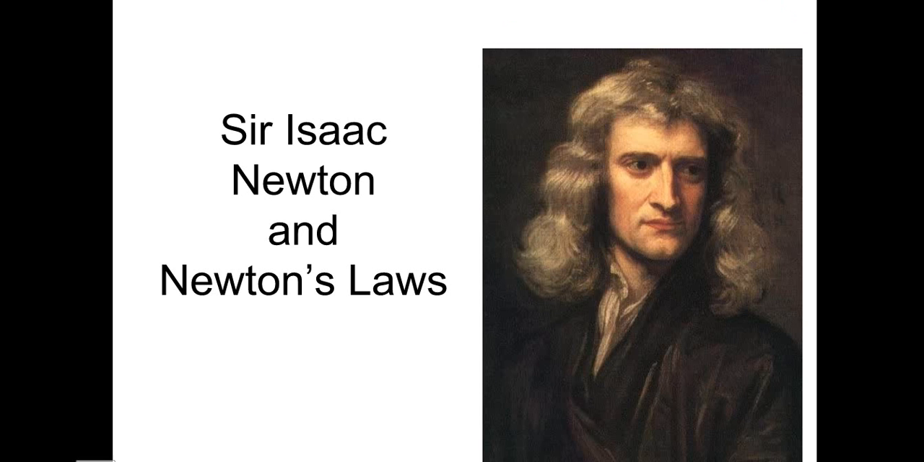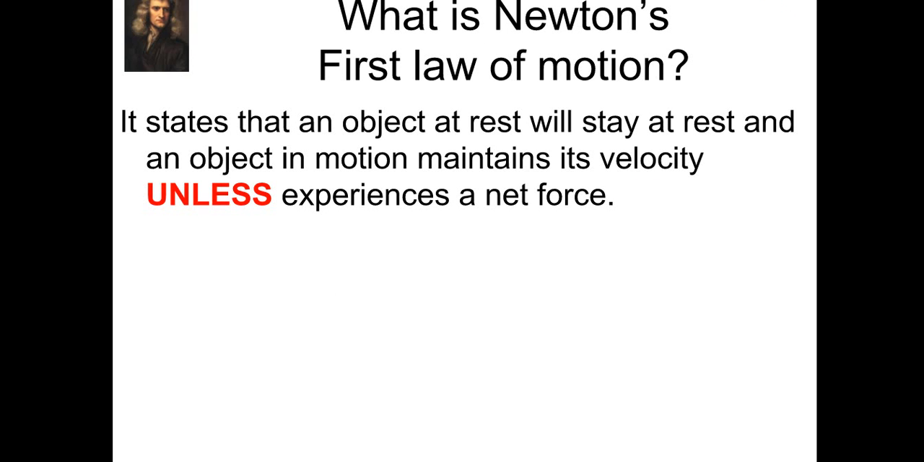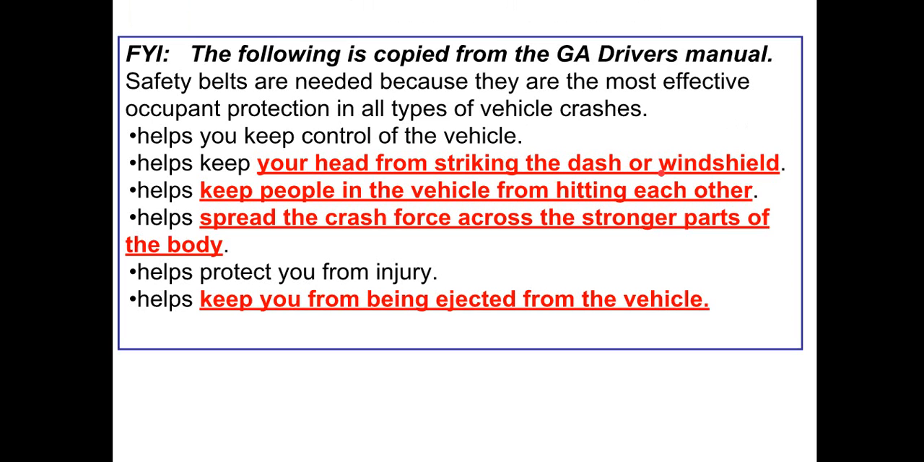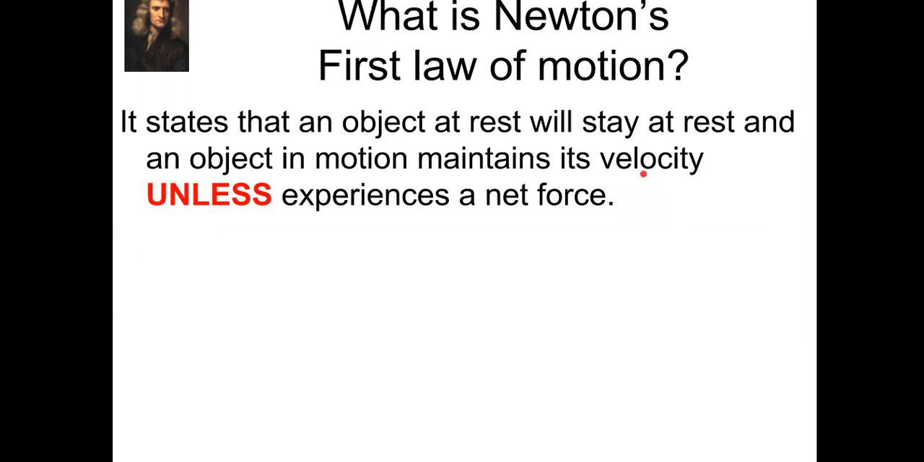So his first law of motion states that an object at rest will stay at rest, and an object in motion maintains its velocity. So sometimes you'll hear that say an object in motion will stay in motion, which is true, but you also have to be a little bit more specific because we're in high school. It will maintain its velocity. Remember, velocity is speed and direction. So it's going to keep the same speed and it's going to keep the same direction.